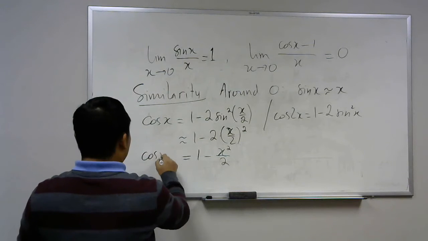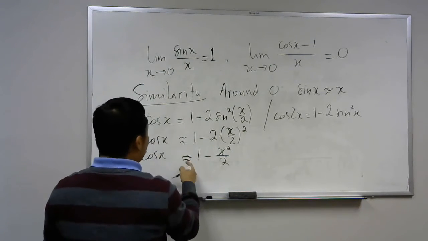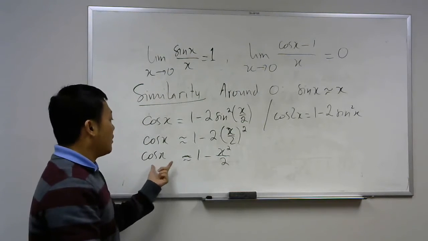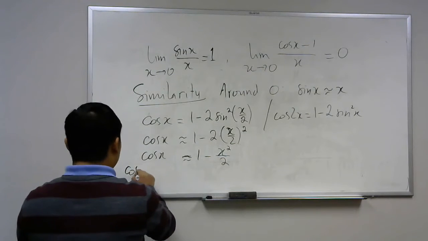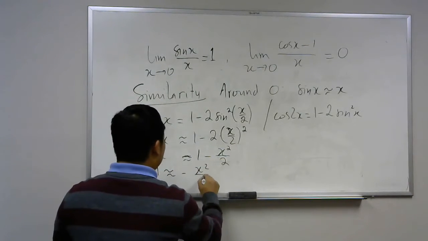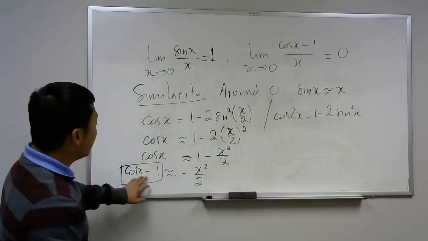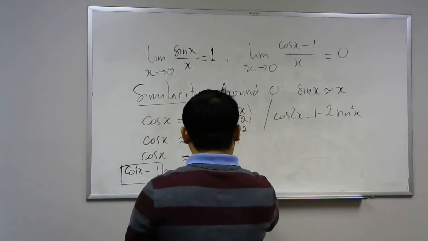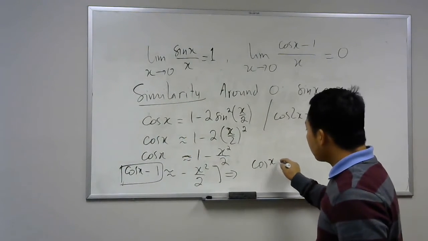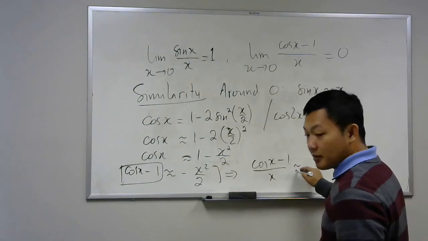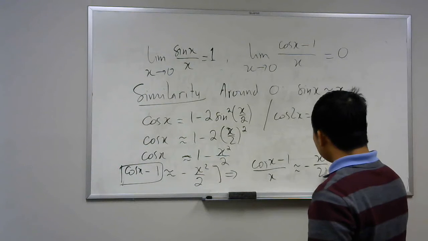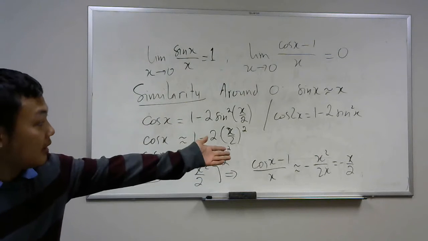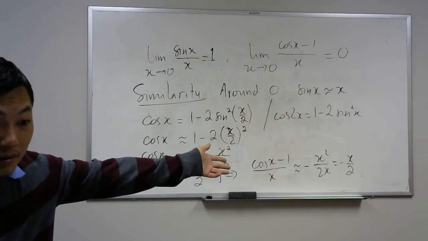Let me rewrite it. Cosine of x is similar to this. Then from here, you subtract 1 from both sides. You get cosine of x minus 1 similar to negative x squared over 2. And if you divide both sides by x, and then you turn x to 0, you get cosine of x minus 1 over x similar to negative x squared over 2x, which is negative x over 2. And of course, that function negative x over 2 has limit equal to 0 at 0.